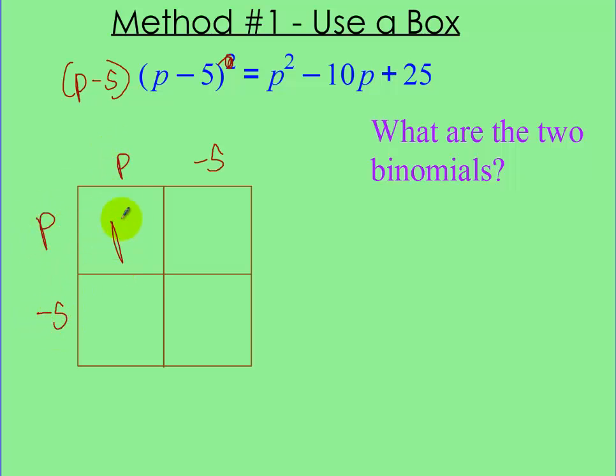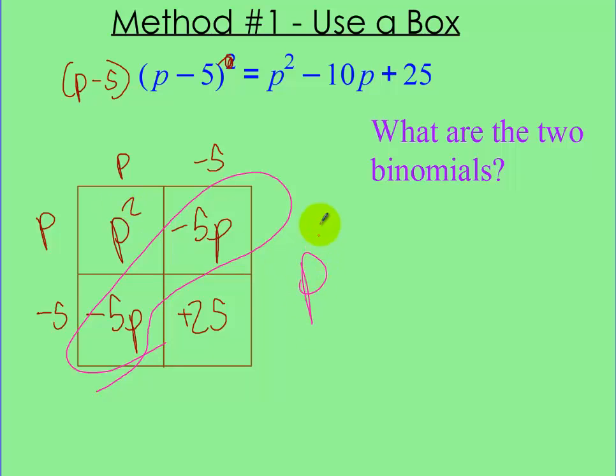P times p is p squared. P times negative 5 is negative 5p. This will be negative 5p. And this will be positive 25. So adding up like terms, these two are like terms. So I'm going to get a p squared, negative 10p, and plus 25. And that matches up.